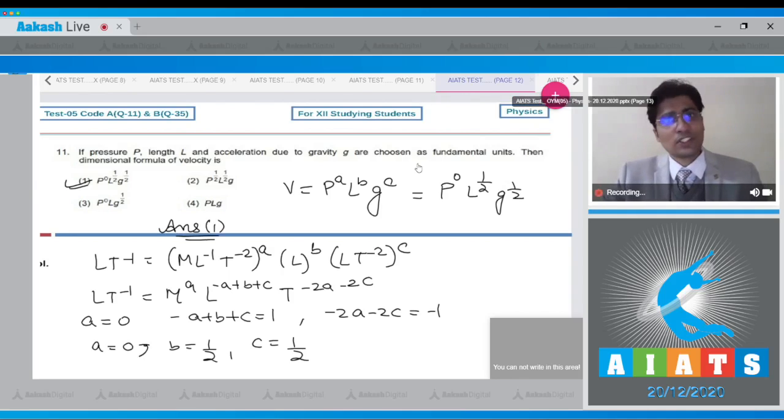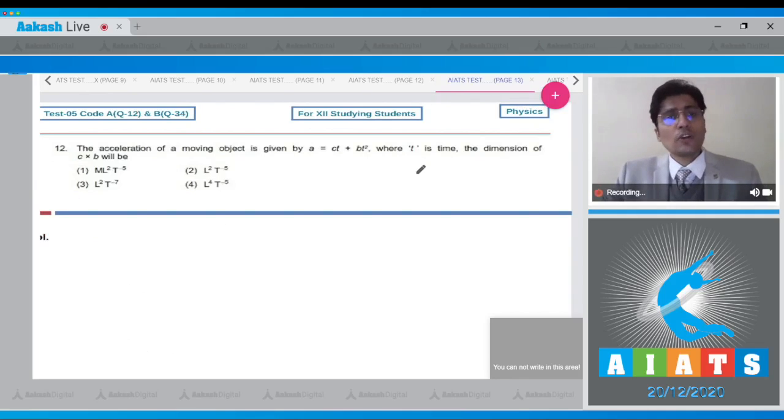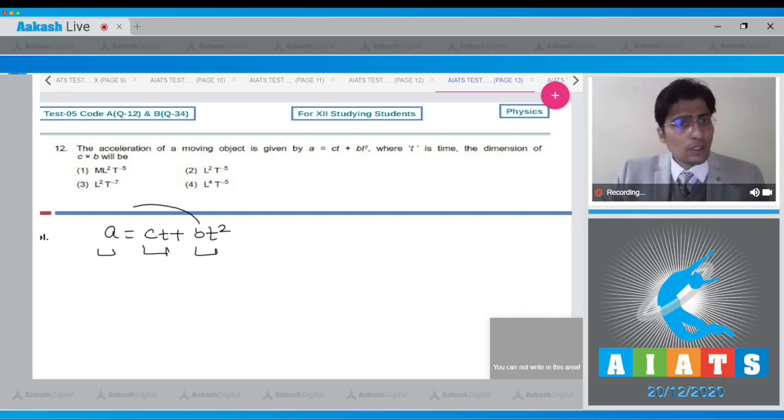Now let us move to the next question. In the next question, it is given that the acceleration of a moving object is A equal to Ct plus Bt square, where t is time. The dimensions of C cross B have to be calculated. Now dear student, the dimension of Ct should be equal to A and the dimensions of Bt square should also be equal to A as from the principle of homogeneity.